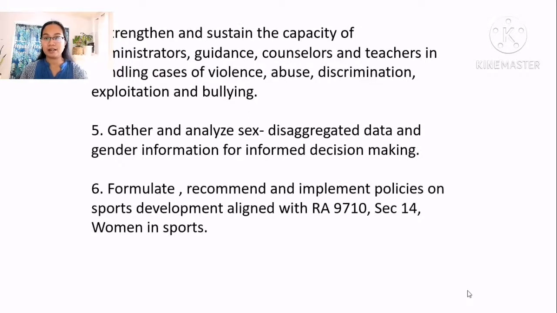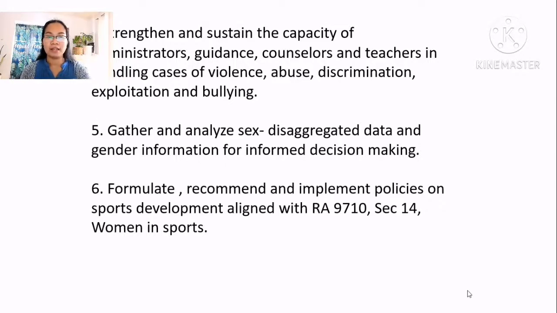Strengthen and sustain the capacity of administrators, counselors, guidance counselors, and teachers in handling violence or cases of violence, abuse, discrimination, exploitation, and bullying. As I have mentioned, bullying is one of the problems of our students also. And gather and analyze sex disaggregated data and gender information for informed decision making. Yun nga po yung pwede natin, we look into the enrollment rates, the dropout rate, the transition rate, pwede rin sa passing rate, sa mga board exams. Kung meron bang gender issue with regard to that.